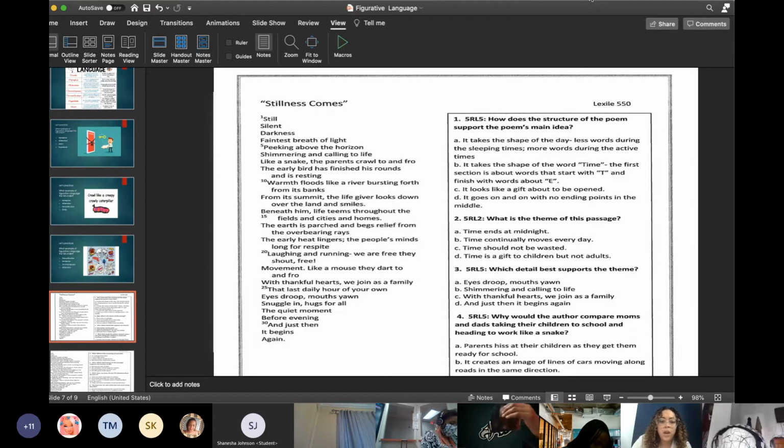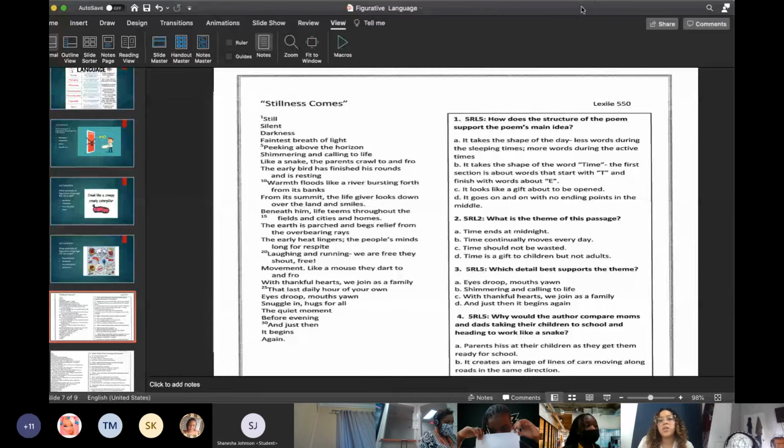Laughing and running, we are free, they shout, free, movement. Like a mouse, they dart to and fro. With thankful hearts, we join as a family. The last daily hour of our own. Eyes droop, mouths yawn, snuggle in, hugs for all, the quiet moment before evening, and just then it begins again.